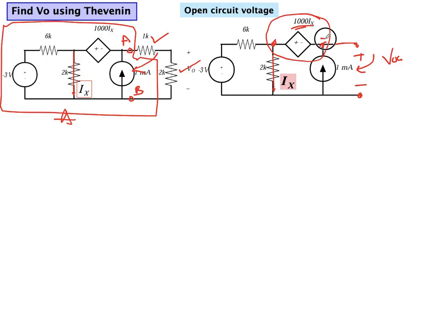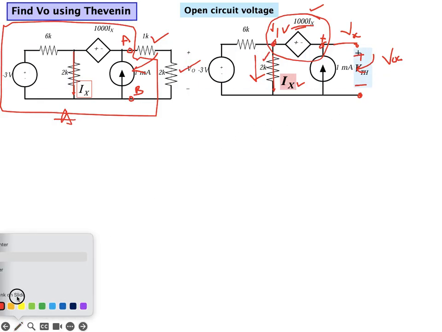We can already see this terminal is V open circuit. We can name this node V1. So we can see V1 minus V open circuit is 1000 Ix. And whenever there is a dependent variable, we can write down the constraint equation in the form of node voltage, and we can see Ix is nothing else but V1 over 2K. So let's solve this problem. So this is the Thevenin.